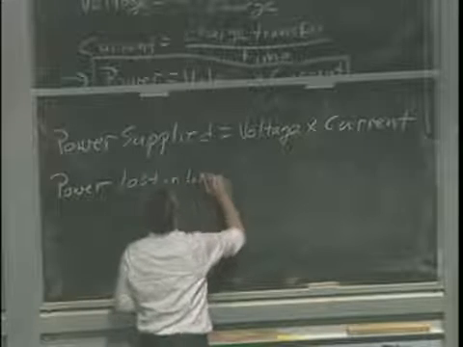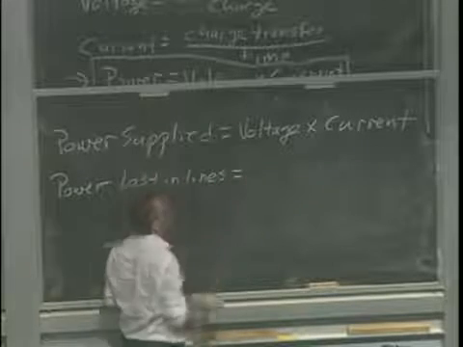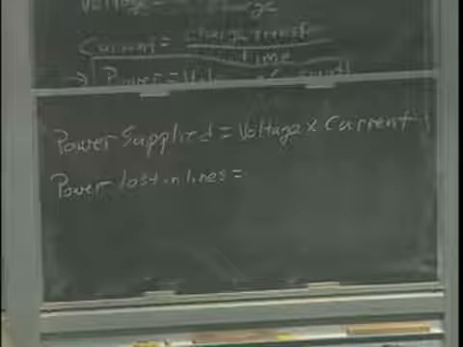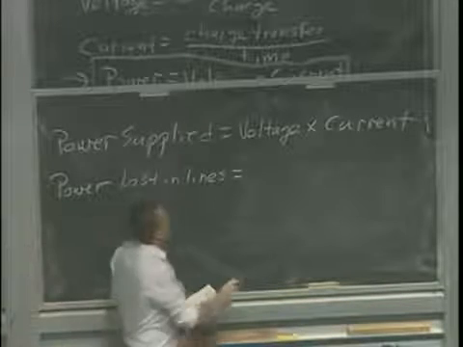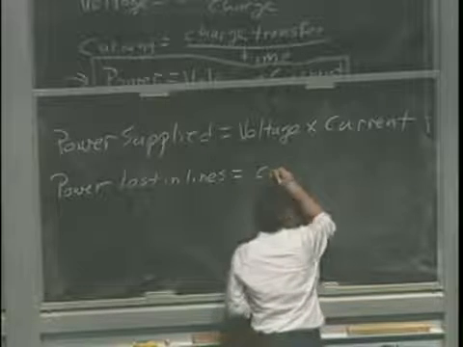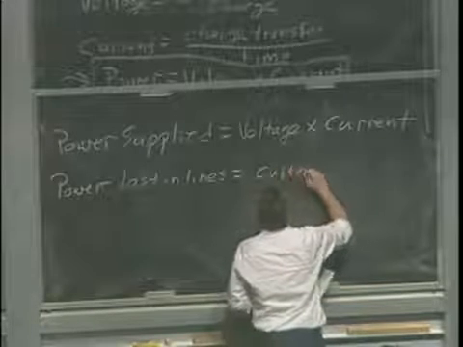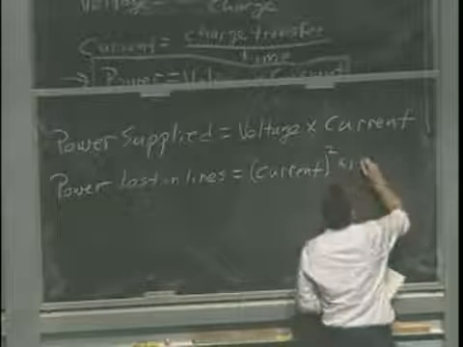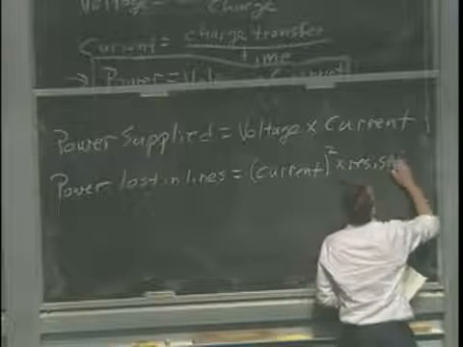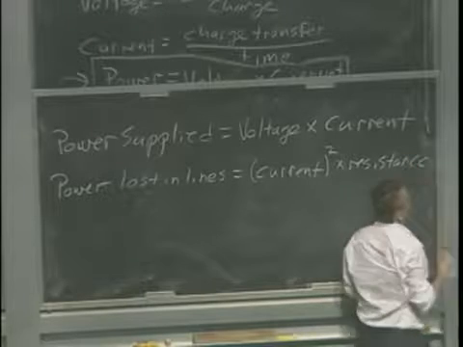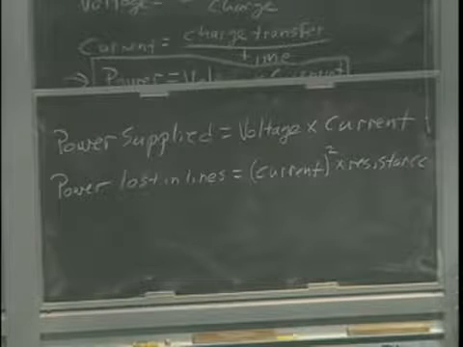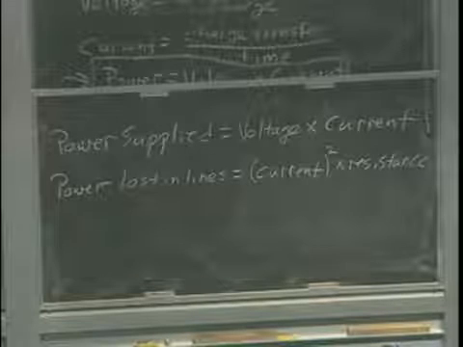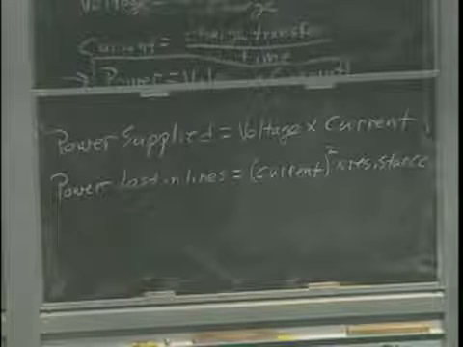In the transmission lines, that we already calculated, I think I just erased it, will be equal to the square of the current that is flowing through the transmission lines times the resistance of the transmission lines. So that is the amount of power that is being dissipated as heat in the transmission lines just to deliver that power to the city.